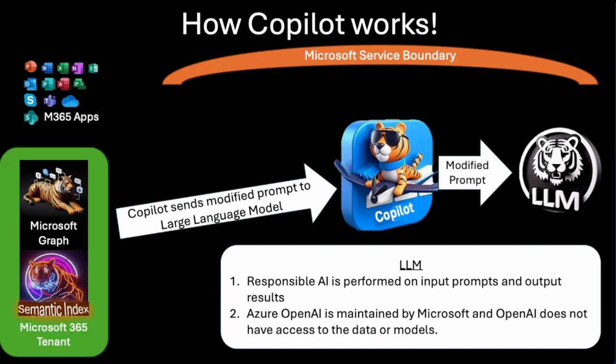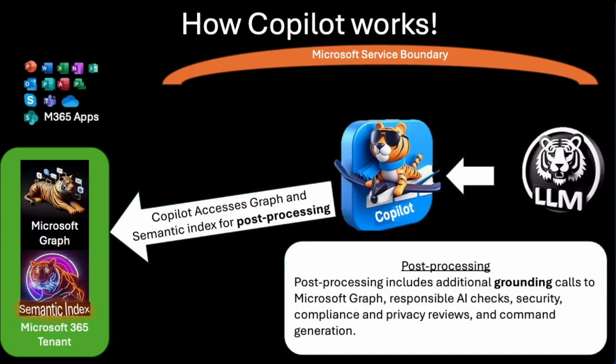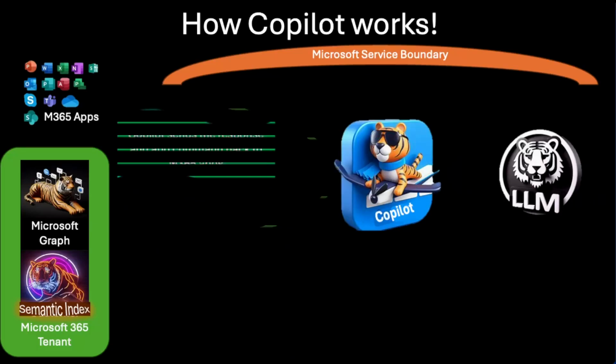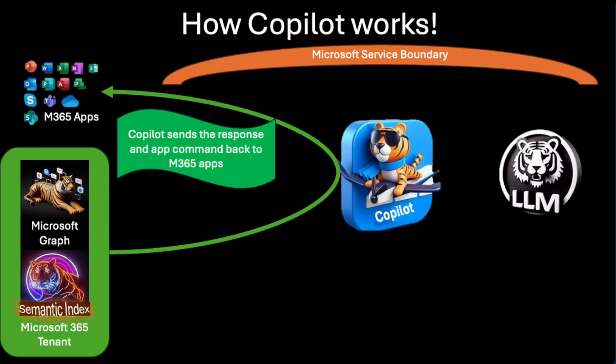Now, Azure OpenAI is maintained and owned by Microsoft. And just so you know, I get this question a lot: OpenAI does not have access to the data or models. Then Copilot sends the information back to the Graph and the Semantic Index for post-processing. Again, this includes additional grounding calls, responsible AI checks, security compliance, privacy reviews, and command generation. Finally, after all that's done, from the Microsoft tenant, Copilot sends the results back to the app that made the request to begin with.